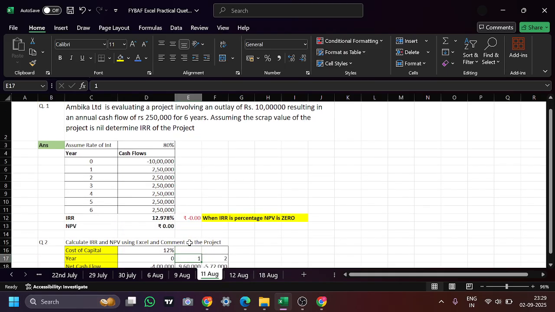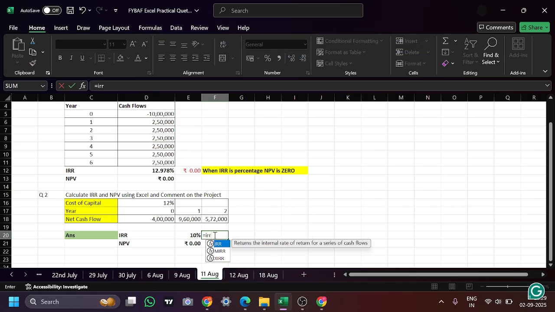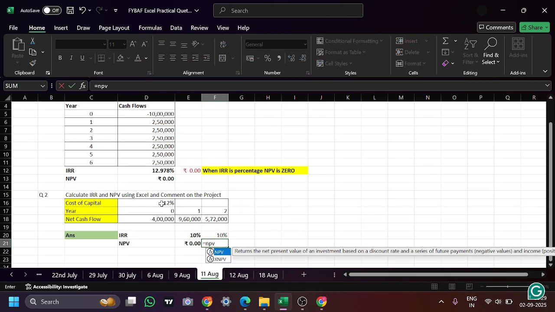Then let's go for the next question, that is the second question. Calculate the IRR and NPV using Excel and comment on the project. So we have the cost of capital given as 12%. Done. Now the years are given 0, 1, 2. Net cash flow are given over here. So IRR is equal to IRR in bracket the values, the cash flows, and comma the rate of return. You'll get the IRR as 10%, and NPV is equal to NPV in bracket.